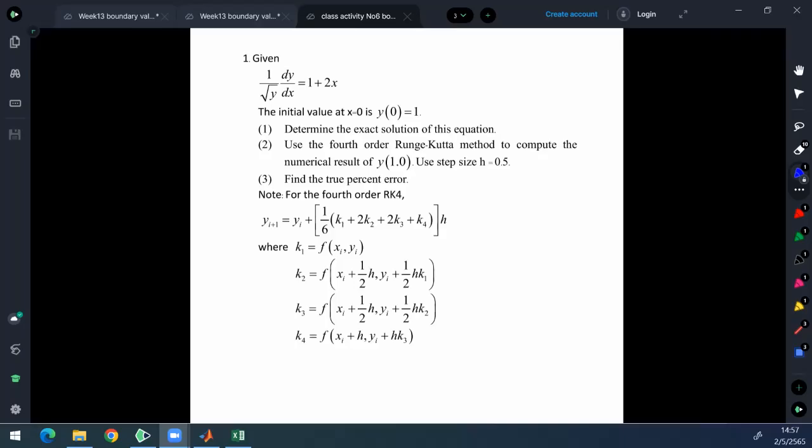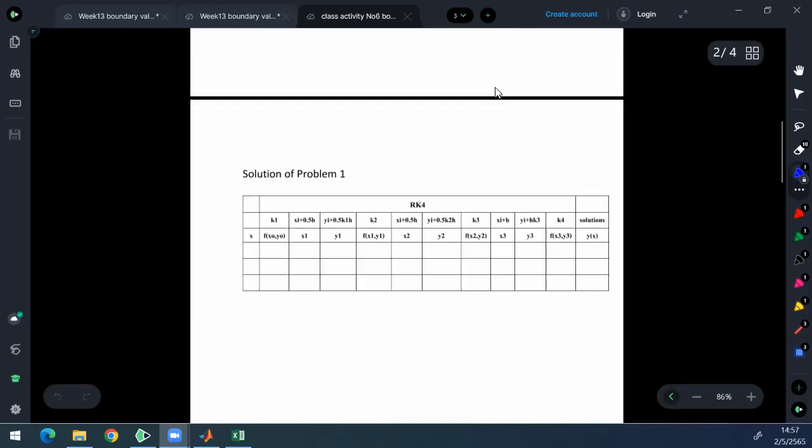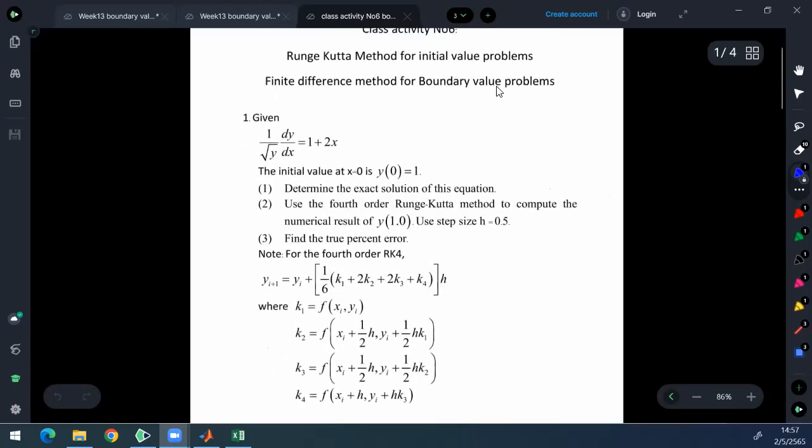Okay, so the class activity today is composed of 3 problems, right? The first one is the initial value problem. I think you can do it by yourself. It's just a Runge-Kutta method. It's just a little bit of review.